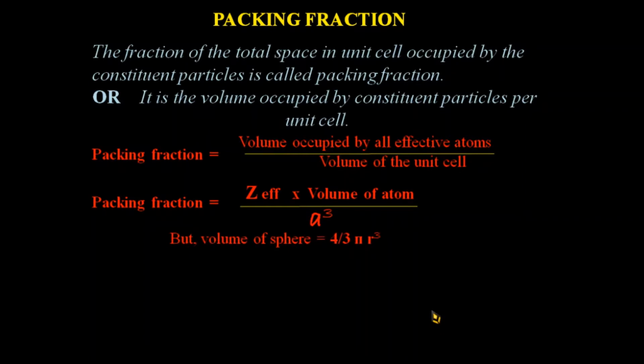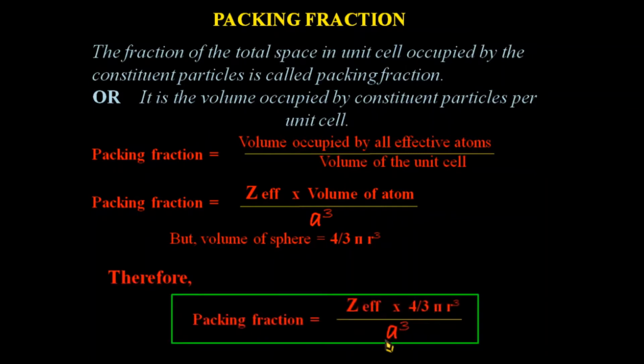The volume of the sphere is nothing but 4 by 3 pi r cube. Therefore, packing fraction is equal to Z effective into 4 by 3 pi r cube divided by a cube. This is the formula for calculation of the packing fraction.